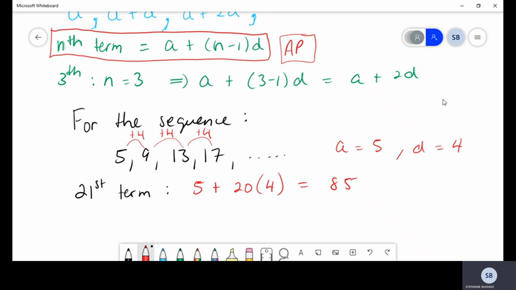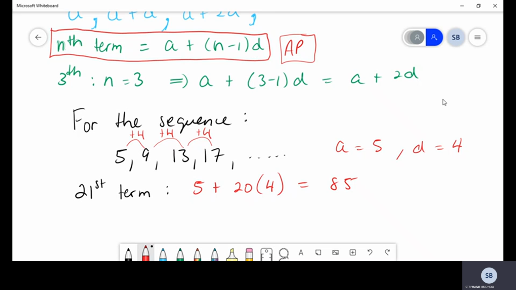Now, how about if they were to ask you, find the sum of the first 21 terms? What would it be? Well, we can apply the formula. n would be 21 over 2, times 2a. A was given by 5, plus n minus 1, which would be 21 minus 1, which is 20, times d, which we found to be 4. Substituting these values in our calculator gives us a value of 945.